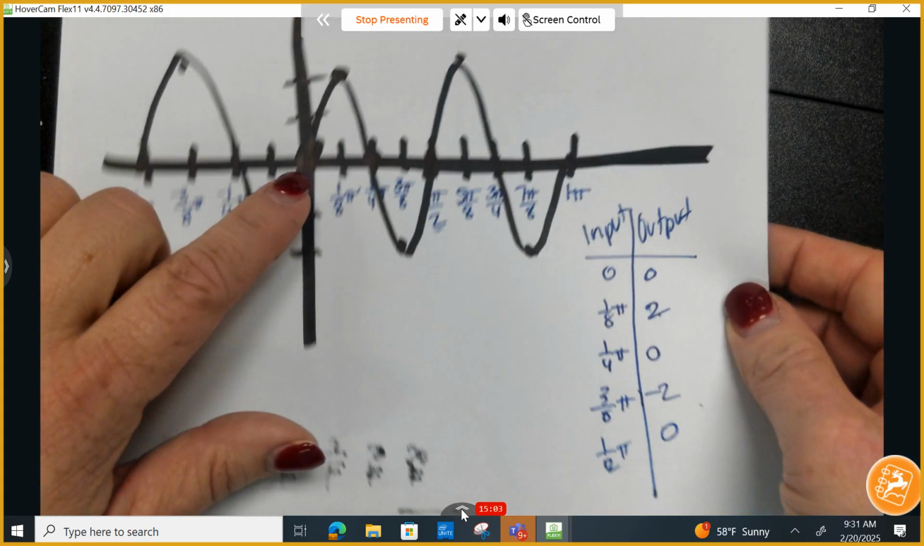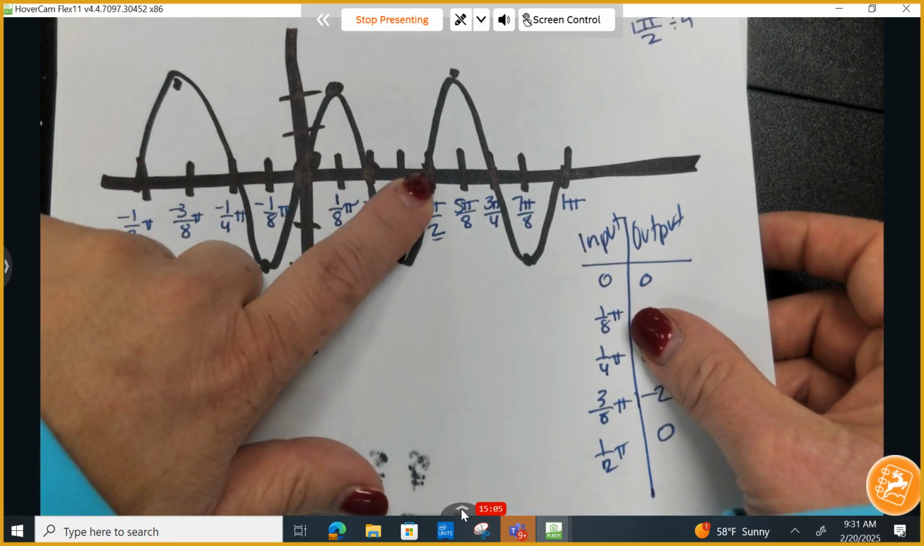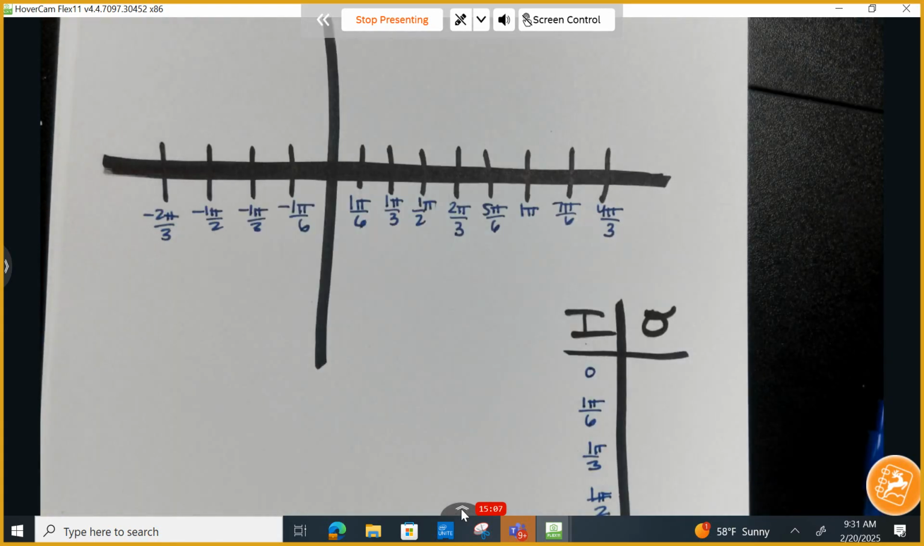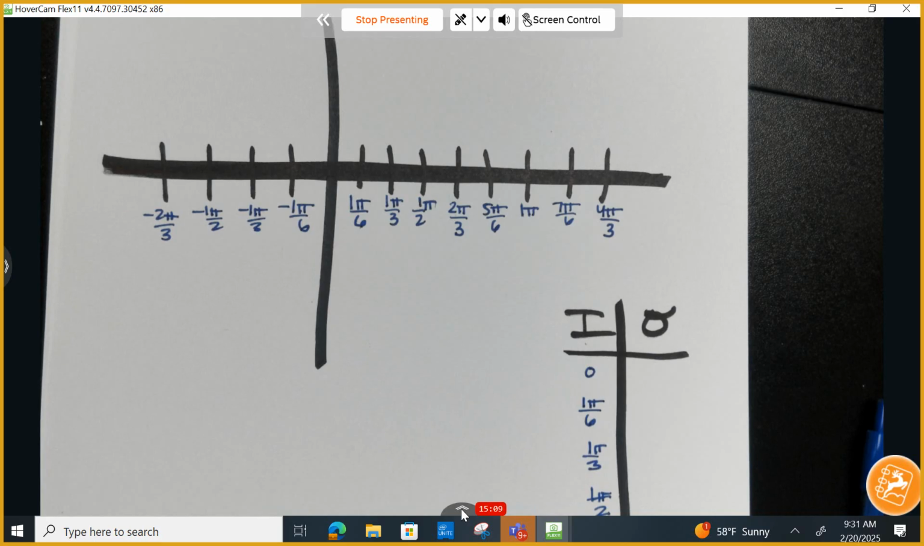Let's look at this example. Does everybody see how this is hill and then valley? You see that? Okay, so I'm going to teach you that after you do 2 inputs, you can cheat. So pay close attention. You don't have to. You can do all the work, but I'm going to show you what we can do.